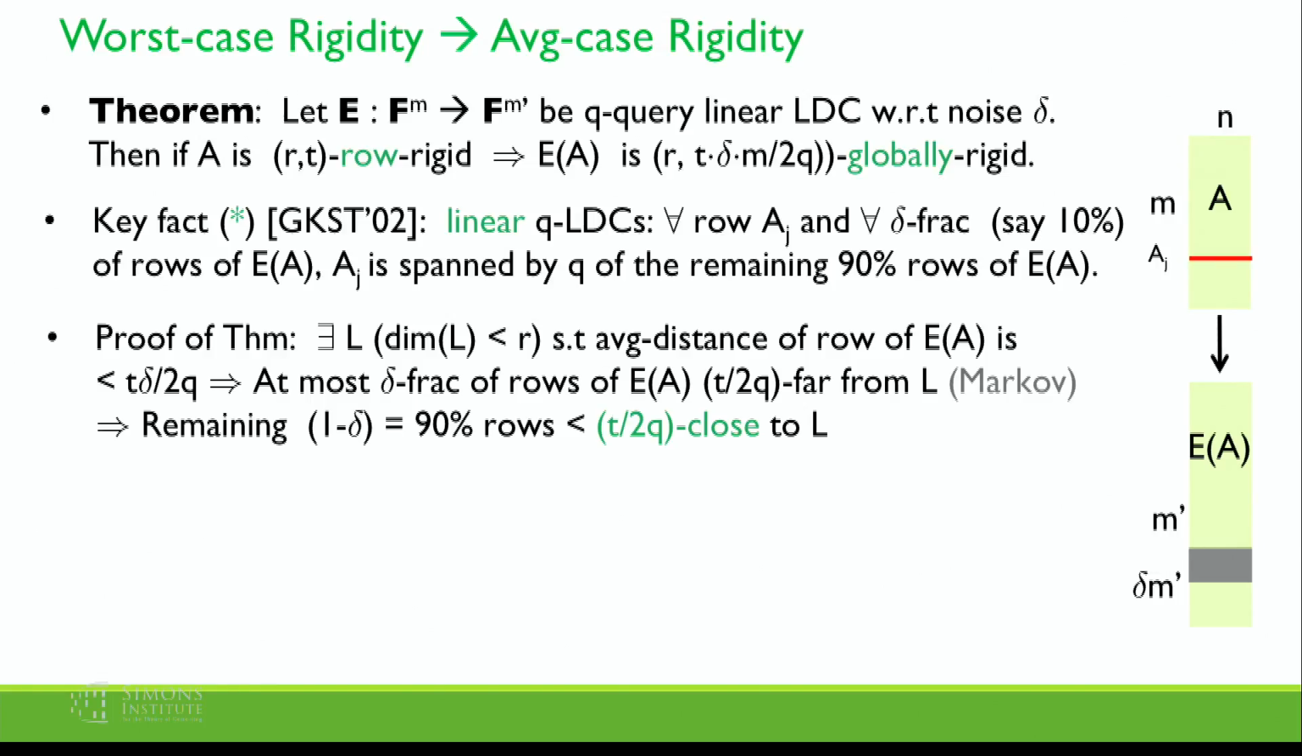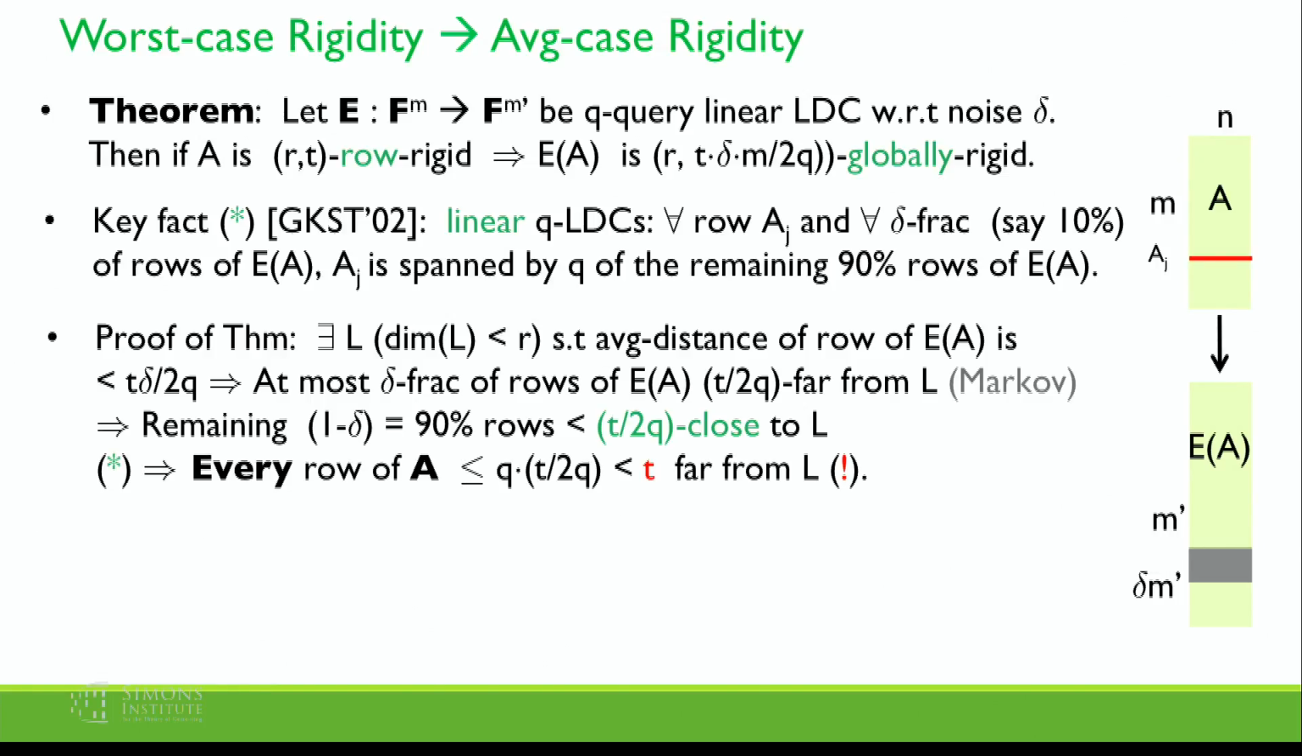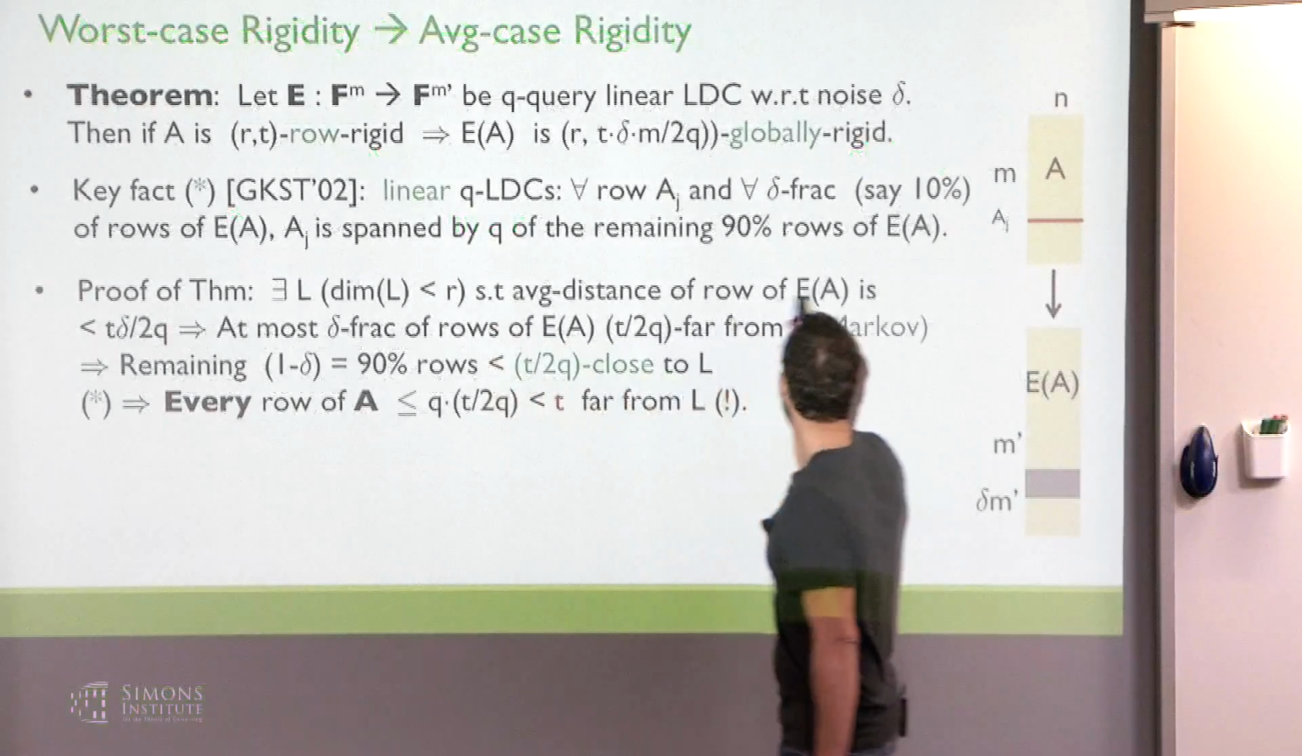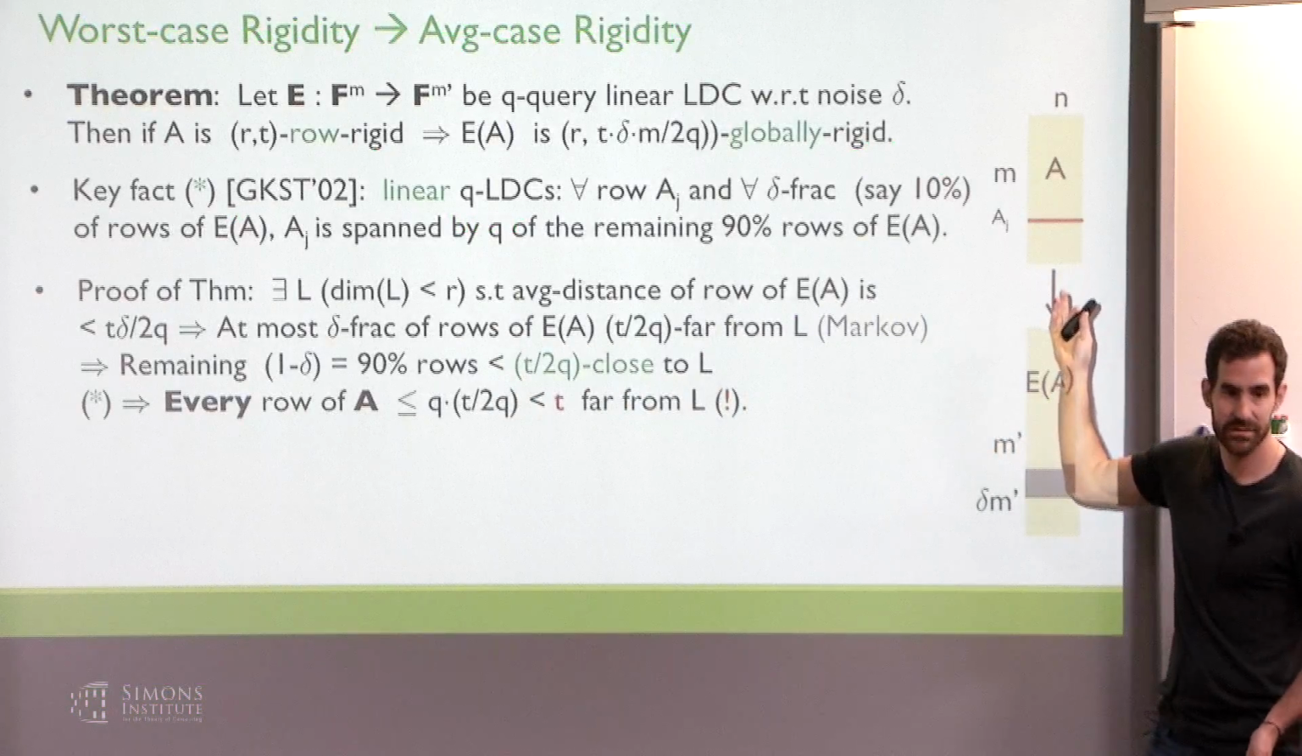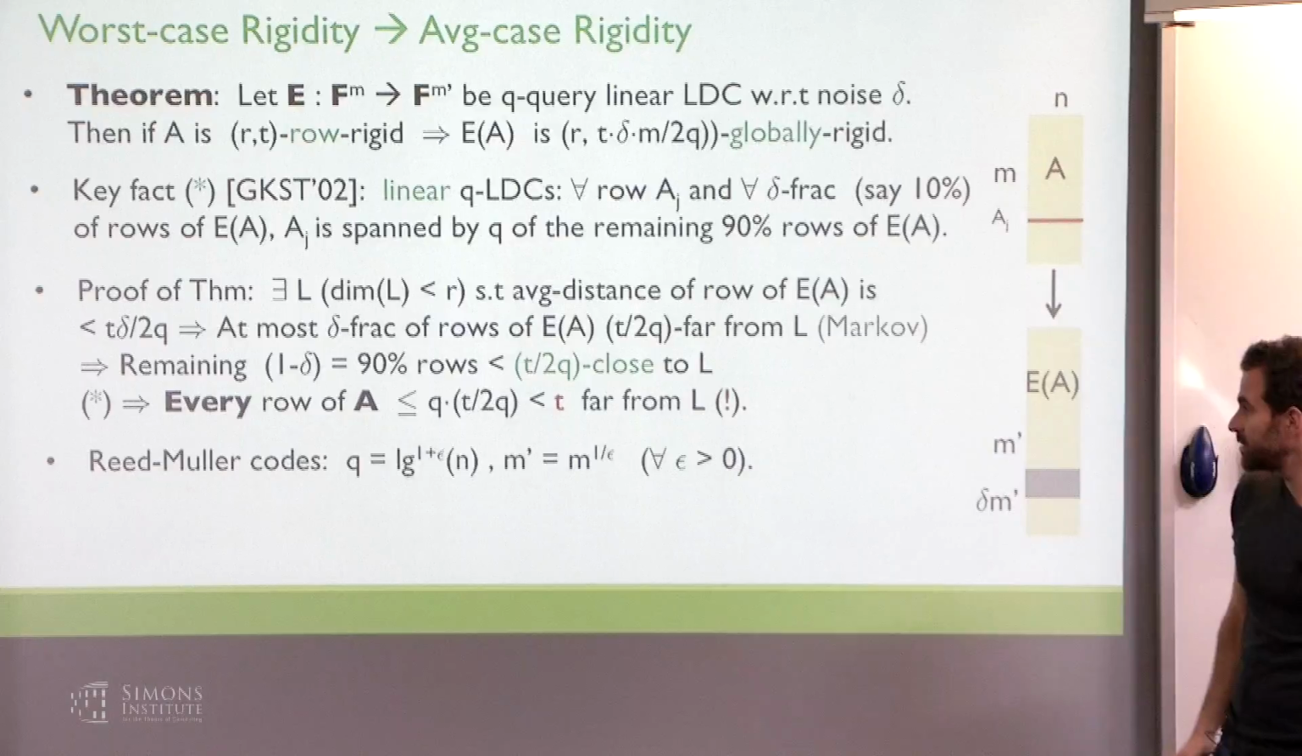So you get the property that literally every row of A is going to be a Q linear combination of close rows. So you get that it's less than T over 2 far. And that's a contradiction to the worst case rigidity of A, because A must have some row which is far from it. So that's it.